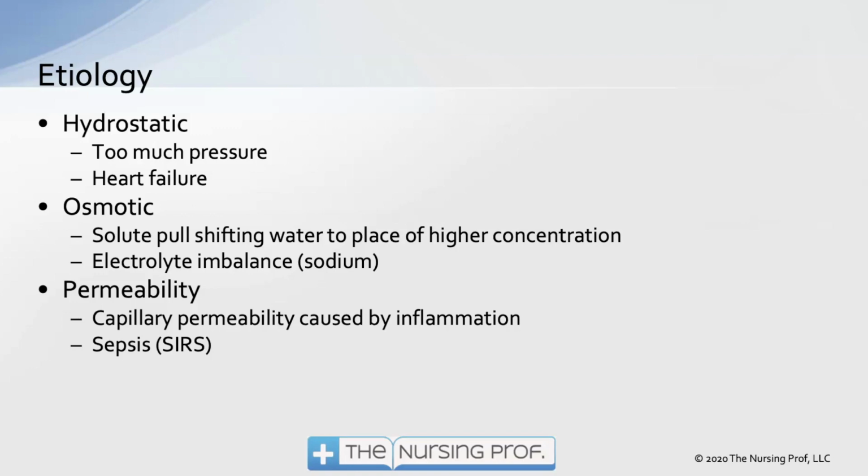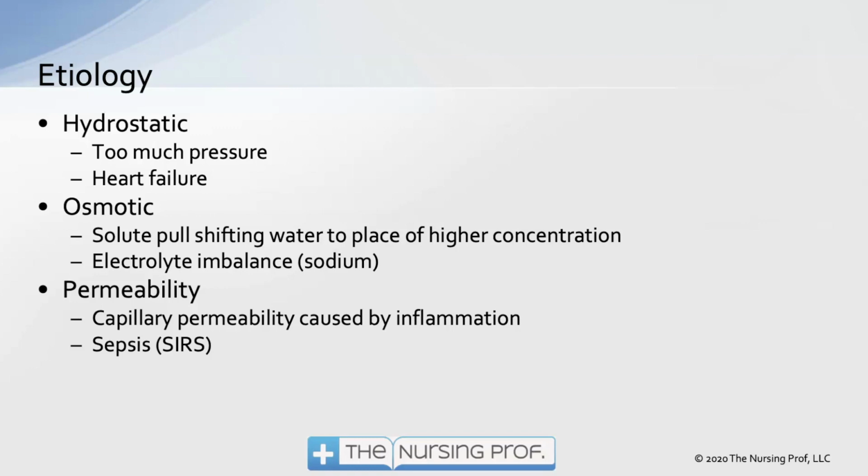Another way to get pulmonary edema, though, is osmotic. So we have a solute that's pulling water from the area of higher concentration, which in this case would be in the tissue of the lung, from the area of lower concentration, which would be the vasculature. So it's pulling water out and into those pulmonary tissues. The primary electrolyte imbalance that can cause this to happen would be a sodium imbalance. So if the patient has a low sodium level in the bloodstream, that means the sodium level in the tissue is higher than it is in the bloodstream, and it's going to pull fluid out of the vasculature and into the tissues and cause pulmonary edema.